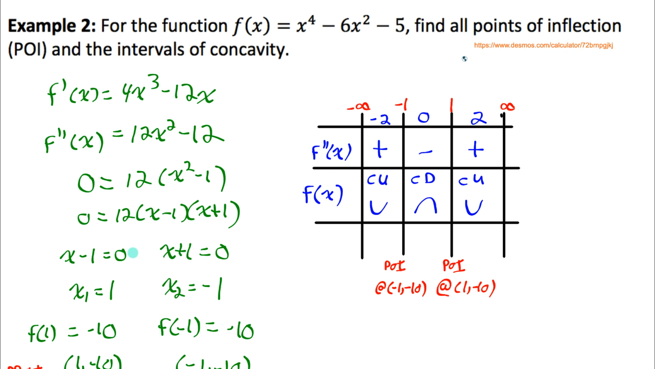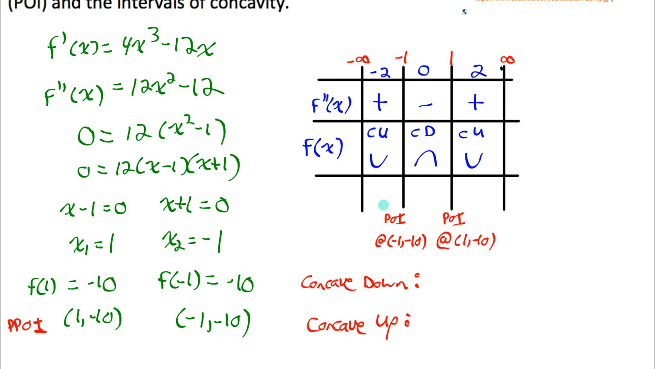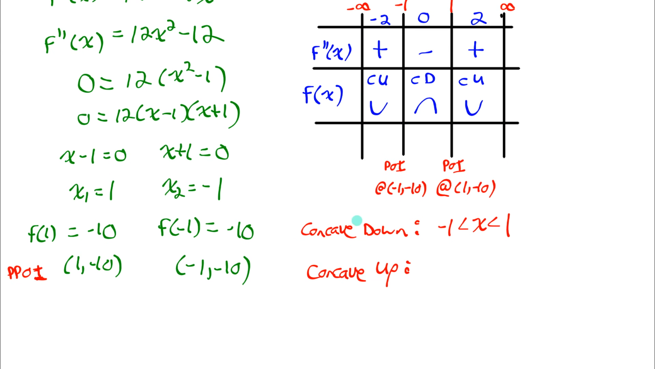The question also asks us to state the intervals of concavity. So I should say, when is the function concave down, and when is it concave up? So the function is concave down between x values of -1 and 1. And the function is concave up if we have an x value between -infinity and -1, or between 1 and infinity. So I'll say when x is less than -1, or when x is greater than 1.